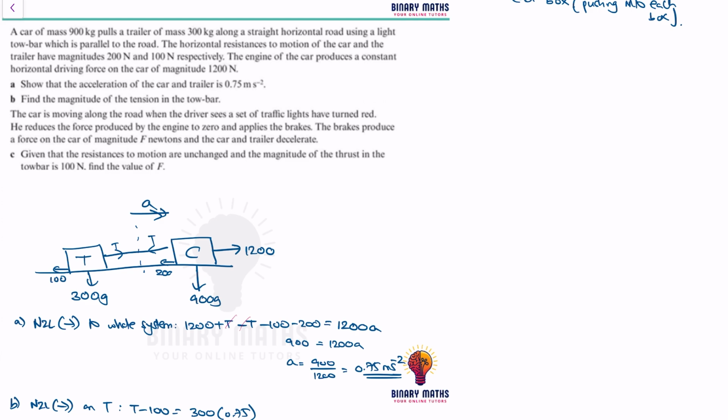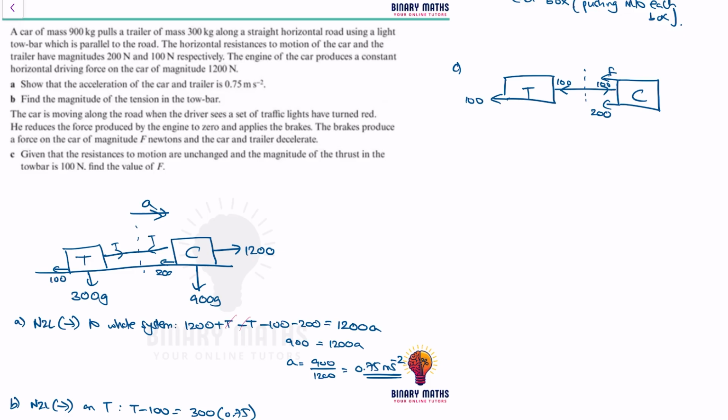So what we need to do is draw a new diagram. So we've got the trailer and we've got the car still. There is no forward motion. They still have the same resistance, which is 200 and 100. They feel the thrust this time. So thrust acts in the opposite direction to tension. So thrust is this way, each feeling 100. We said 100 newtons. The car also has a force of magnitude F making it go back, so F acting this way. So that's it. When applying Newton's second law horizontally, we don't have to bother with weight.